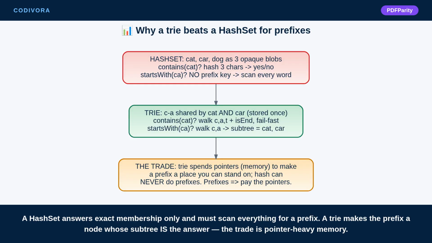Here is the comparison to say out loud in an interview. A hash set stores each word as an opaque blob, so car and care land in unrelated buckets. It can answer, is this exact word present? But for does anything start with C-A, it must scan every single key. A tree lays words on shared paths, so starts with C-A is a 2-hop walk, and the whole subtree below is the answer, independent of dictionary size. The trade is honest. The tree spends extra pointers, that is memory, to turn a prefix into a place you can stand on. You buy prefixes with pointers.